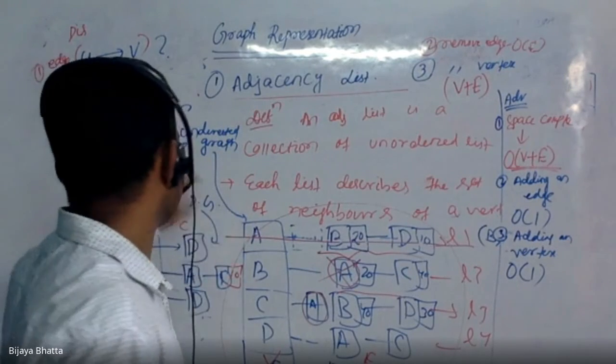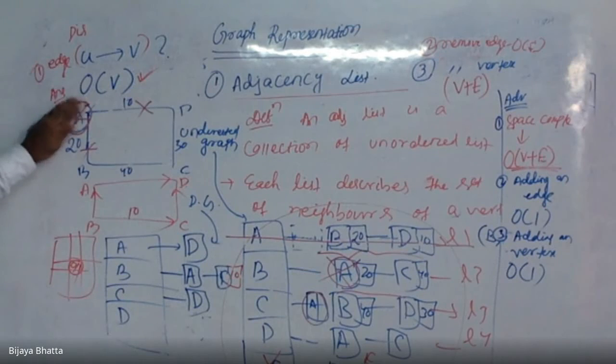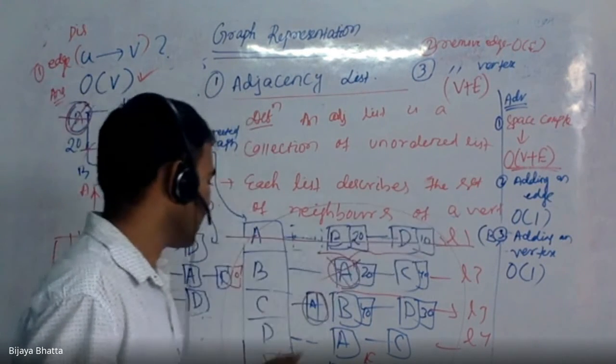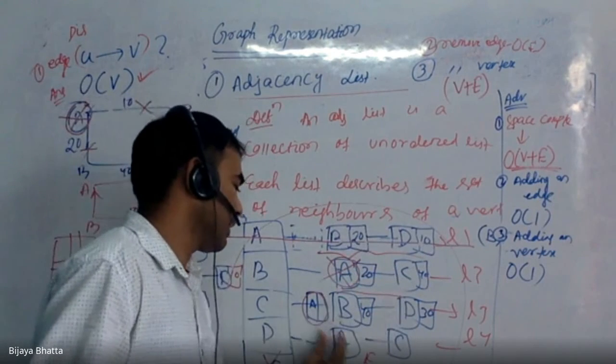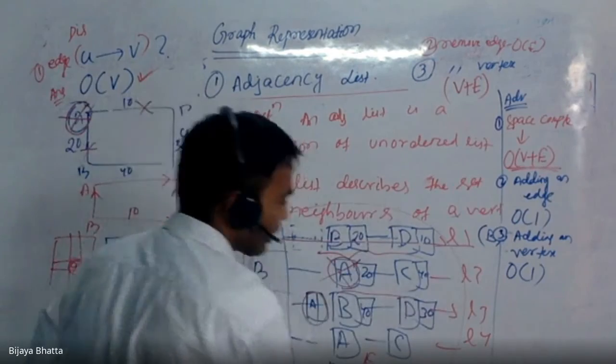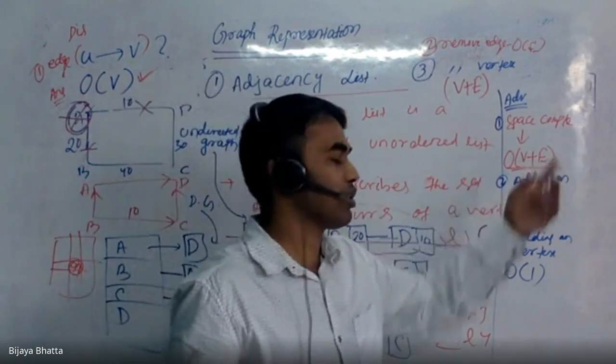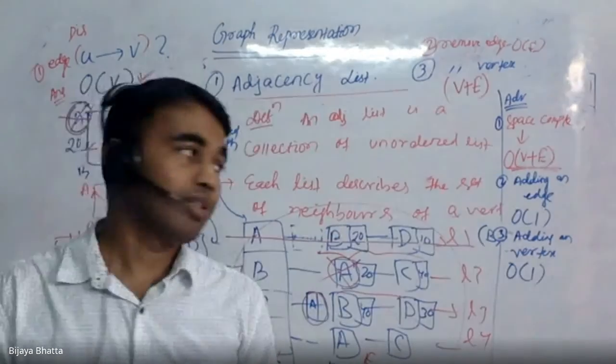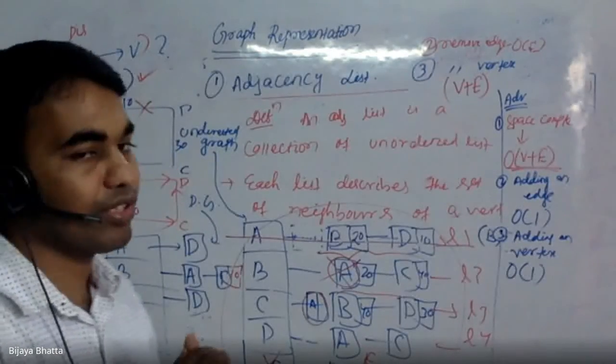Removal of a vertex means, like I told you, removing the vertex and its associated edges. You will remove this line if you are removing A, and you need to find where A exists, and there also you will delete it. That means you will scan the whole thing, that is V plus E. So that is all about the adjacency list.